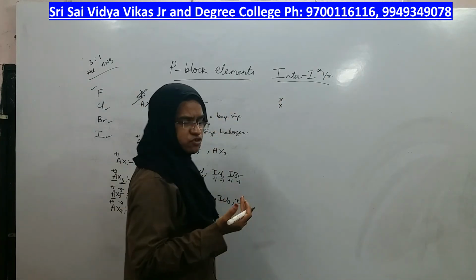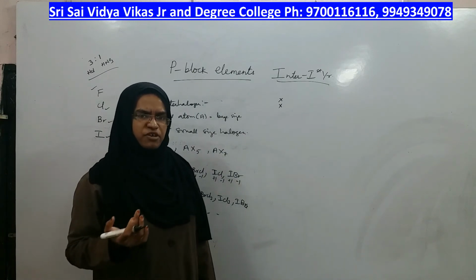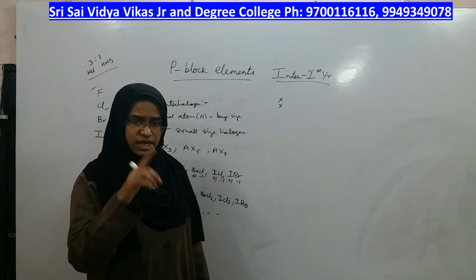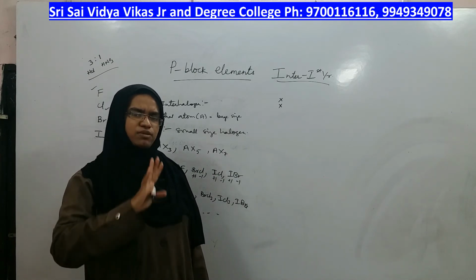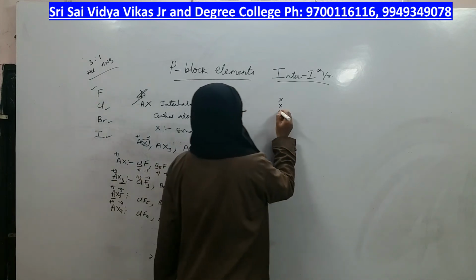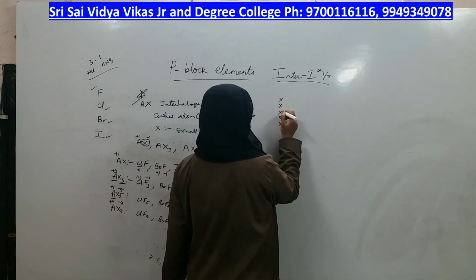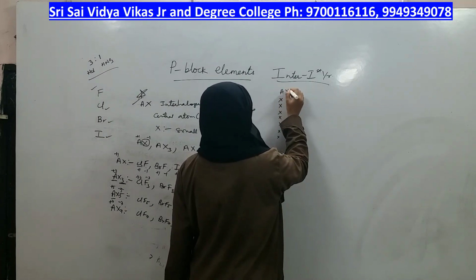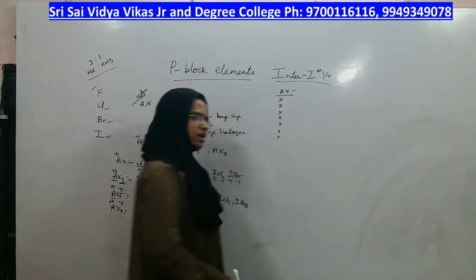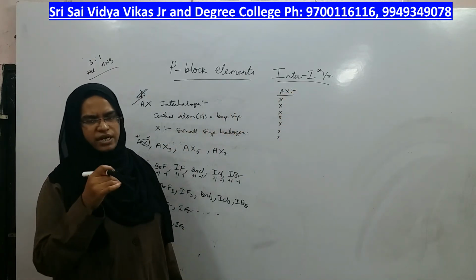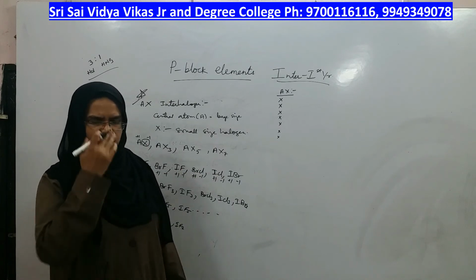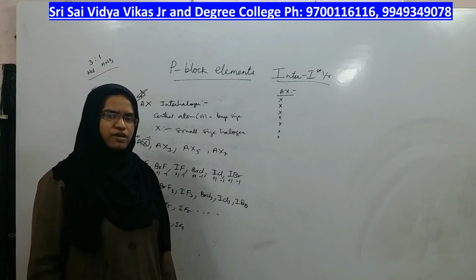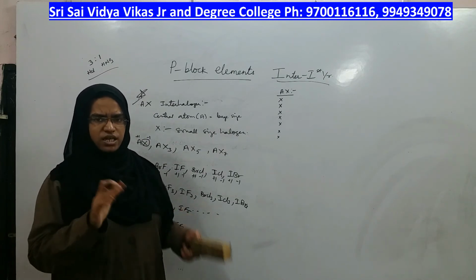Its configuration, if you remember, was ns2 np5. That means it has 7 electrons in its valence shell. Only 1 electron is needed to get its octet, as we said, right? So let us take 7 electrons in its valence shell: 1, 2, 3, 4, 5, 6 and 7, right? For AX, I am calculating the shape. If you want, you can memorize the shapes and practice the diagrams. That you can also do, but the best way is to calculate by yourself to get the correct shape. Otherwise, you will read so many shapes and get confused, right?